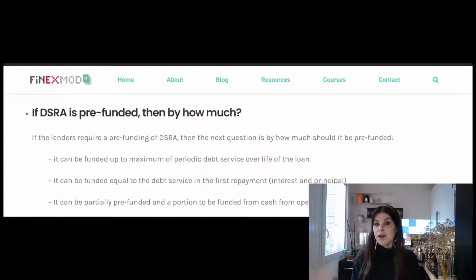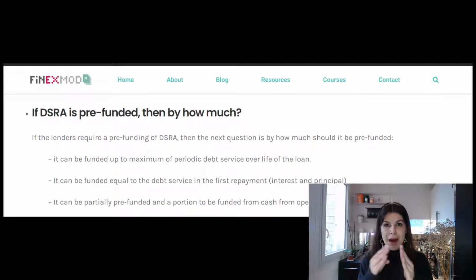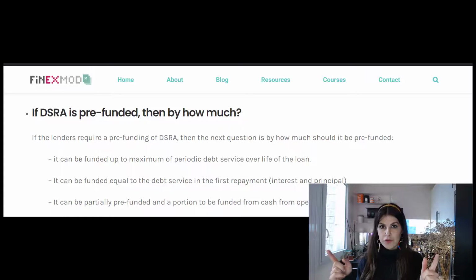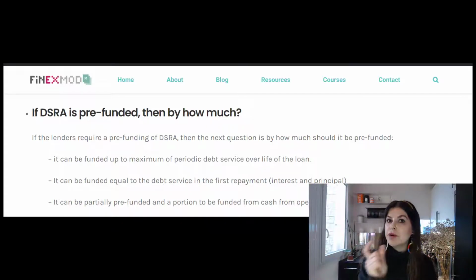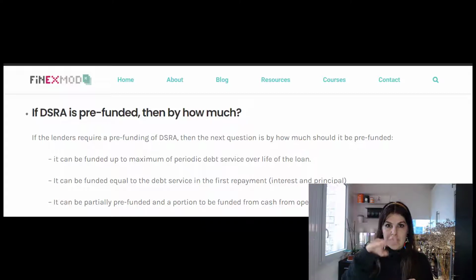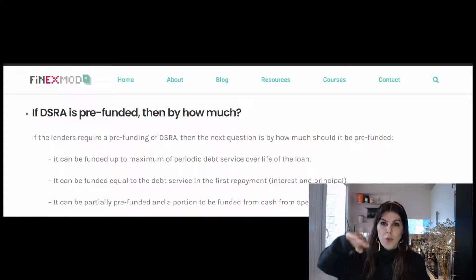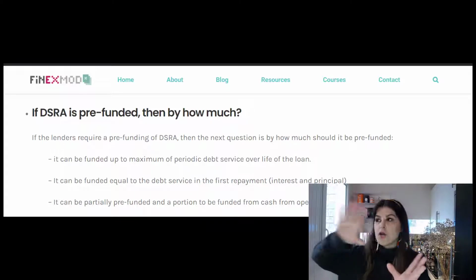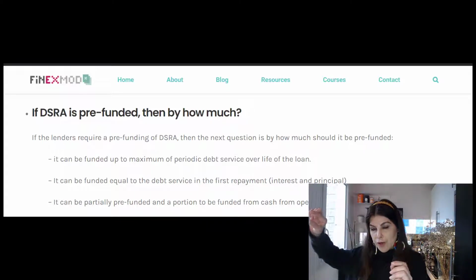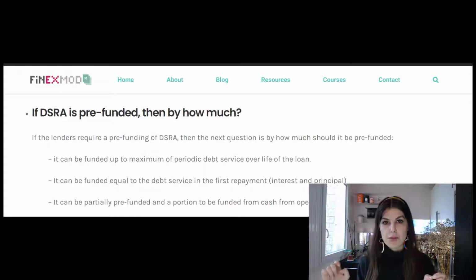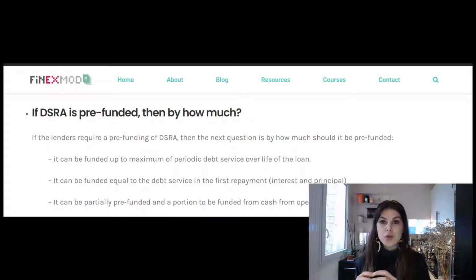That's one option. Another option that you might want to consider is to take the maximum of debt service throughout the life of the loan and then pre-fund that as part of your project cost. That's usually required when you have a sculpting of debt. So most probably at the beginning you don't pay much, and then towards the end you pay more. So what you do is take the maximum of your periodic debt service and fund it in the last construction period.